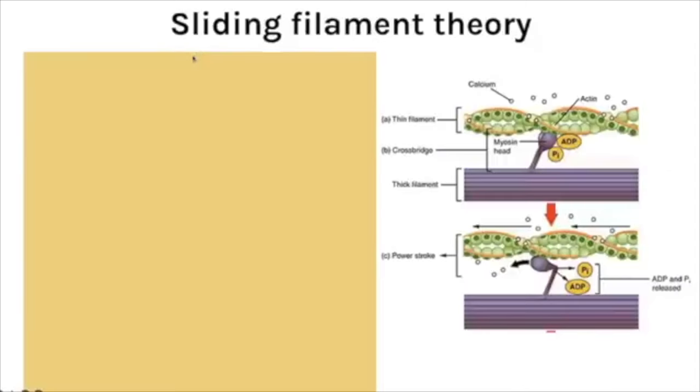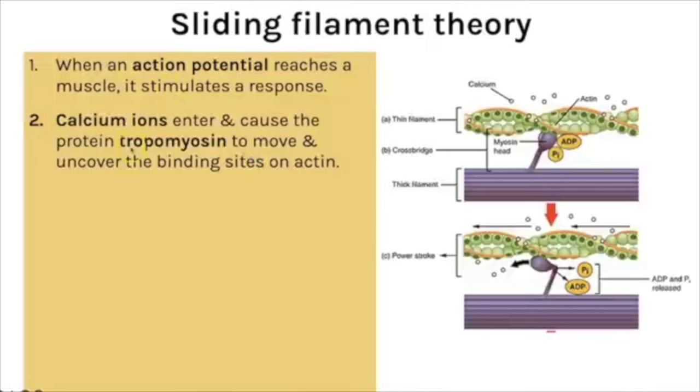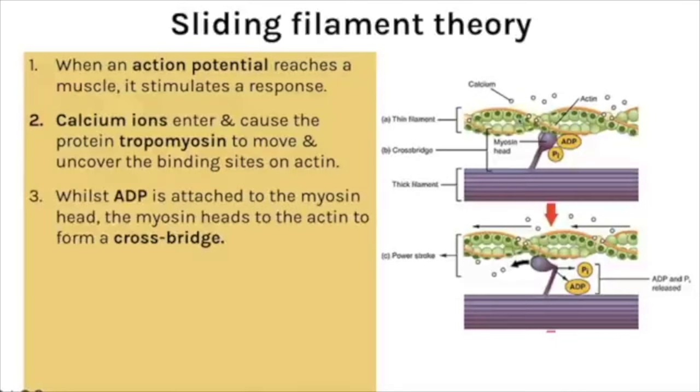Now, the sliding filament theory is how the muscles actually contract. So when an action potential reaches the muscle at that neuromuscular junction, it's going to stimulate the muscles to contract. It does this by causing calcium ions to release from the sarcoplasm, and what this does is it causes the tropomyosin, which is the protein that covers the actin binding sites, to move out of the way, and therefore these binding sites are now exposed.